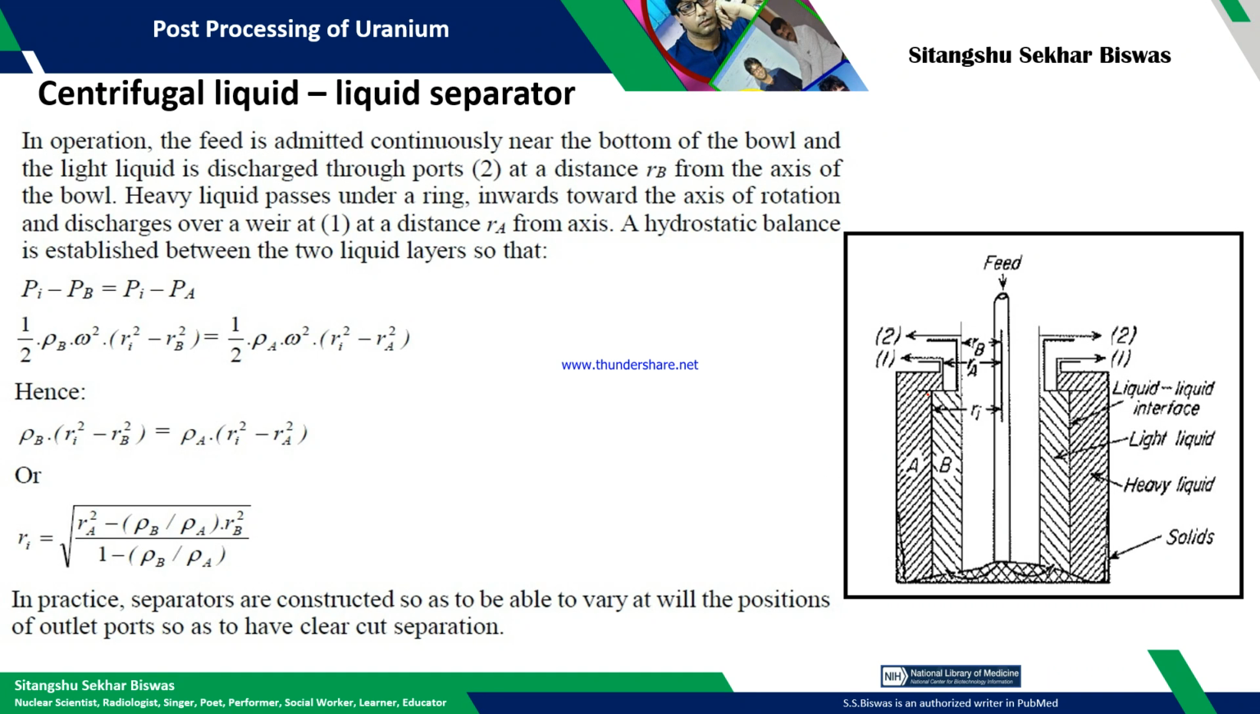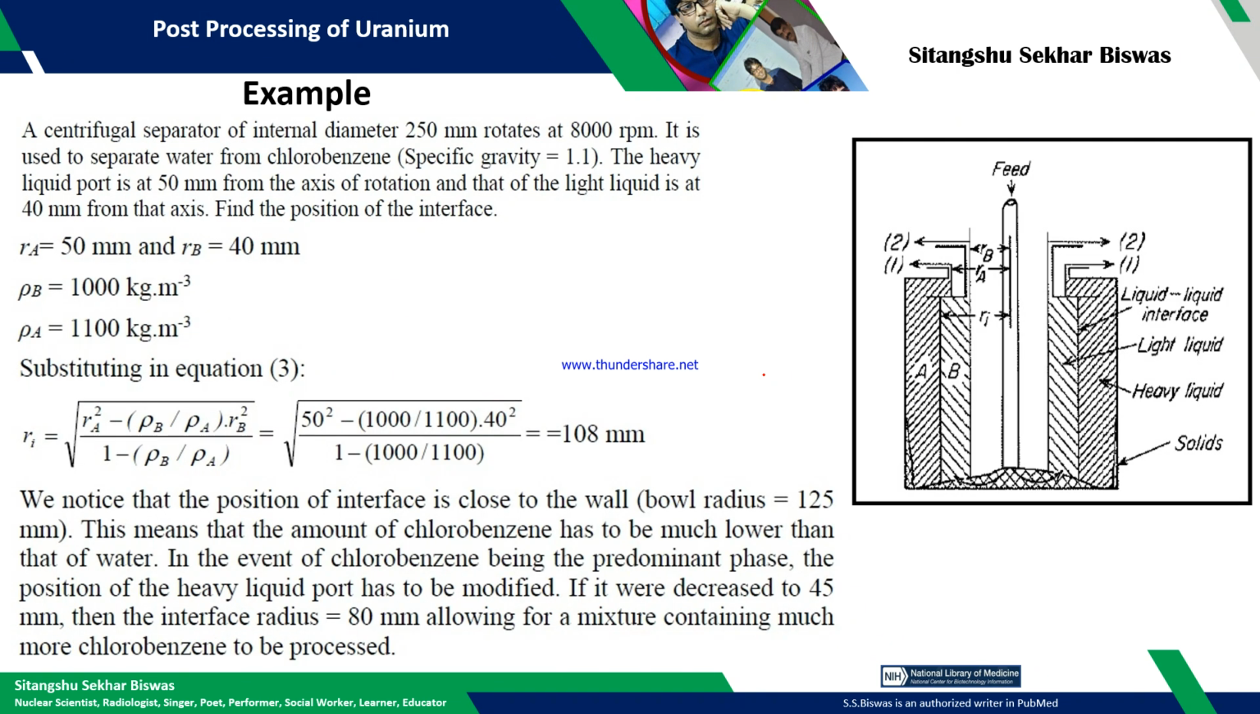So at equilibrium, we can calculate at which position the separation will take place using this formula. For efficient use, the collecting ports are made in such a way that the distance can be moved, meaning the distances RA and RB can be varied. Why this is required, we will understand using a very simple example.